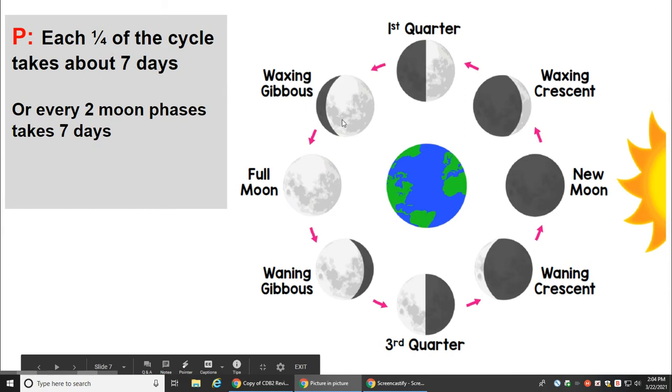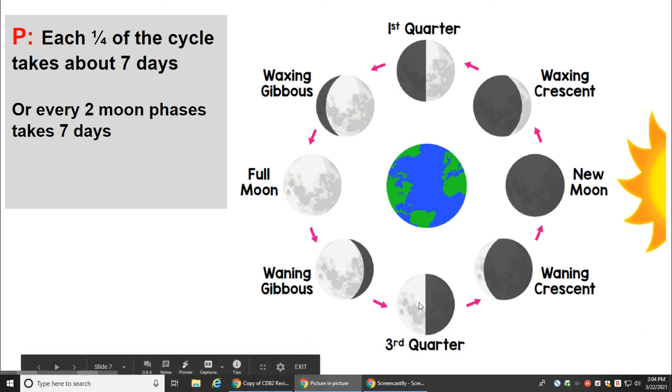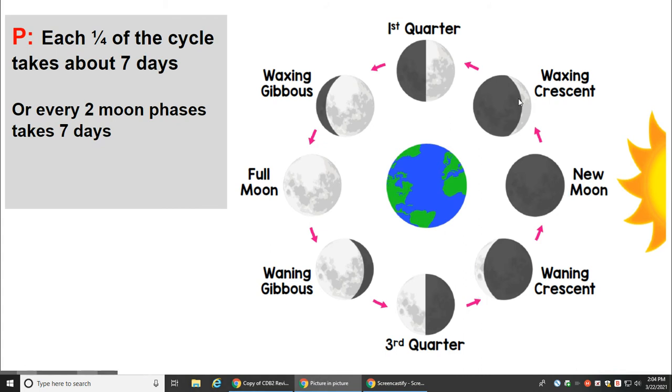Each of the quarter cycles takes about 7 days. Again, from the new moon to first quarter, that's a week. First quarter to a full moon, that's a week. Full moon to a third quarter, 1 week. Third quarter to a new moon, 1 week. Or we say every 2 moon phases take 7 days.